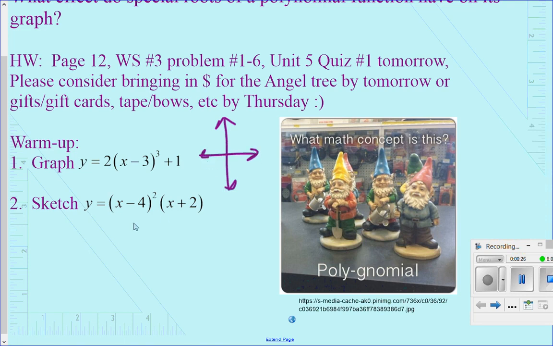I know that this cubic has been shifted 3 to the right and up 1. So my point of inflection is 3, 1. And then I just need 2 other points. So I'm going to just do a table here with 4 and 2. So 4 minus 3 is 1, cubed is 1, times 2 is 2, 2 plus 1 is 3.